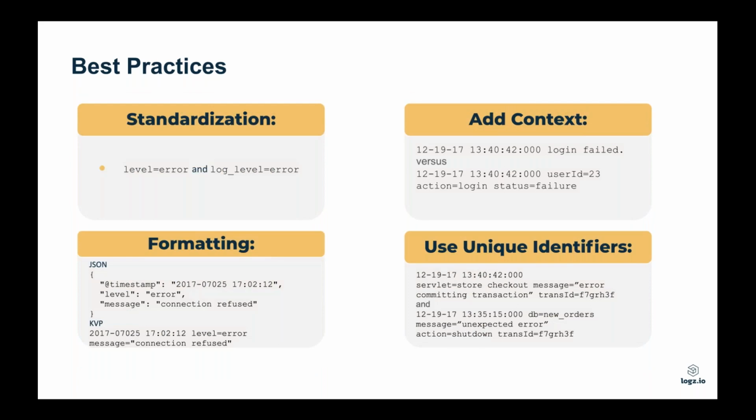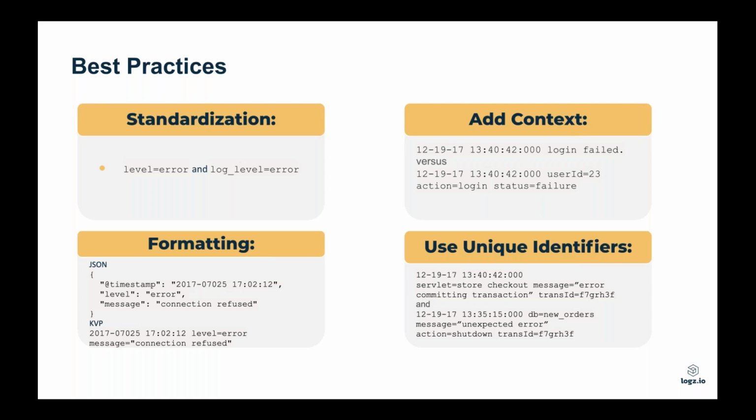So taking these best practices that we've just given and adding a little extra explanation to them so they make a bit more sense, here are these specific examples. In standardization, you can see we have the log level of error. In this instance, we have two field names that represent the same value: level equals error, and log level equals error. Fundamentally, we're talking about the same thing in this context.